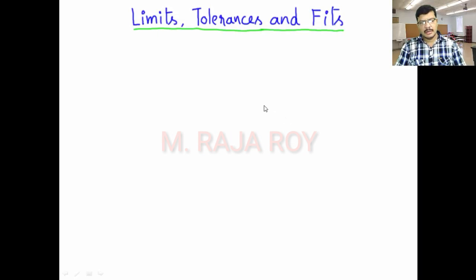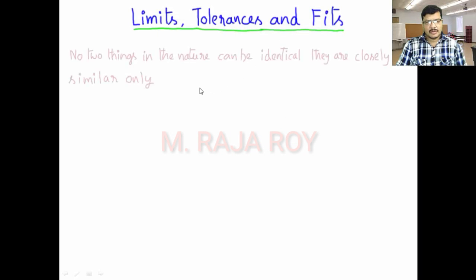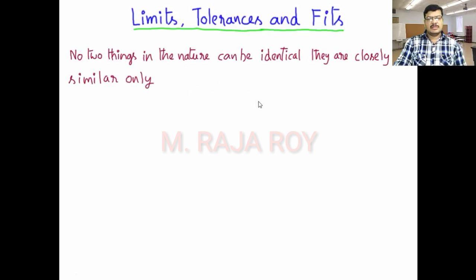In this tutorial, I'll explain about limits, tolerances and fits. In the universe, if you observe, no two things can be identical, they are only closely similar. So that's why this statement is also true for manufacturing.